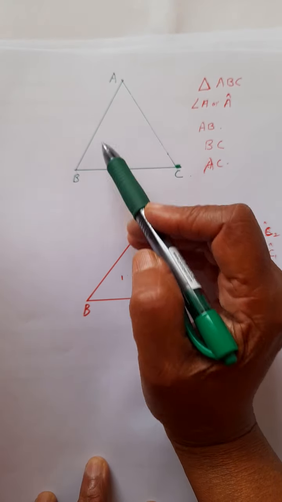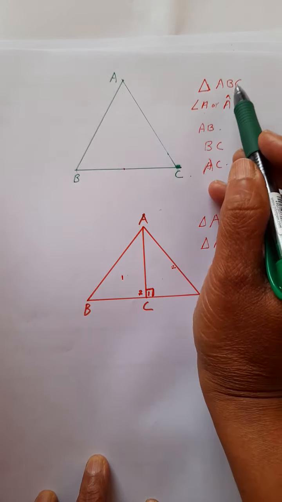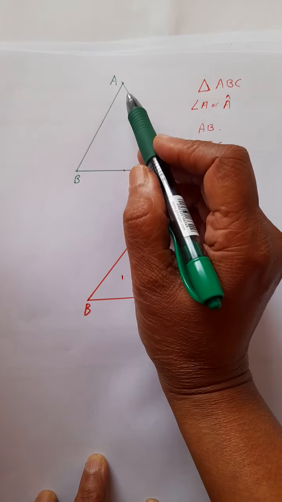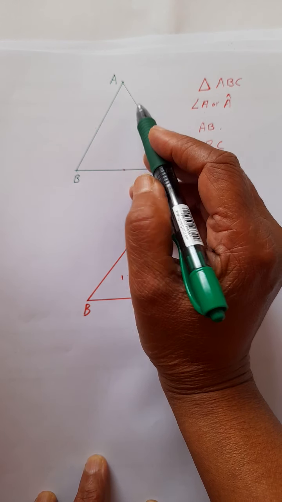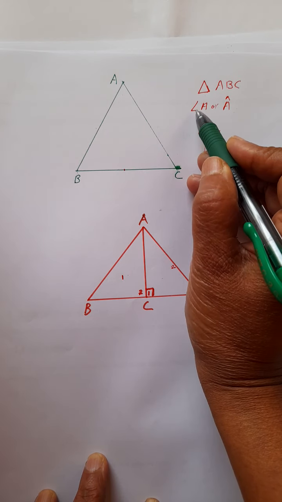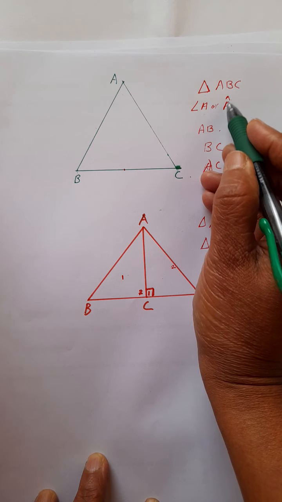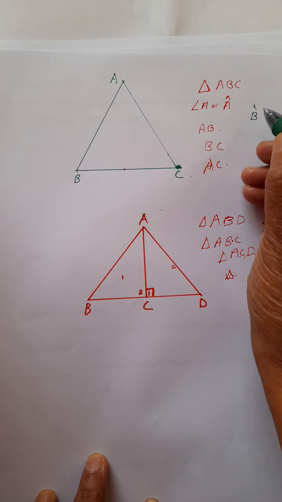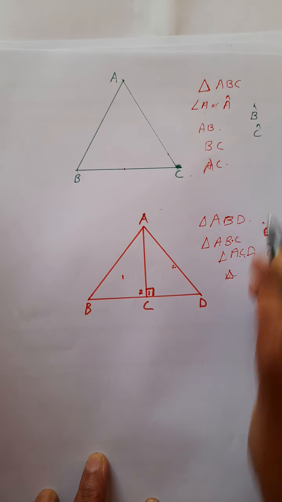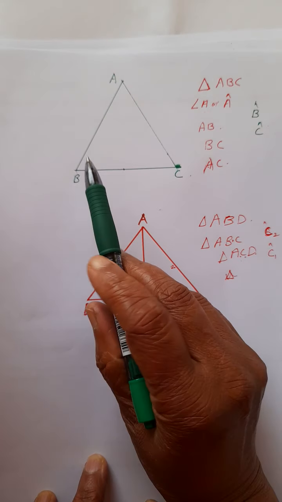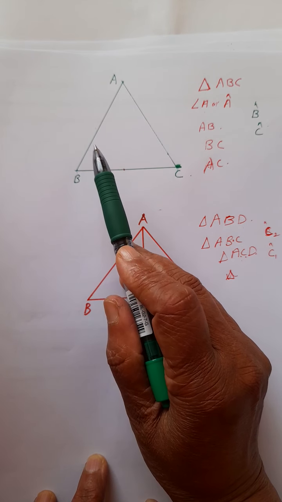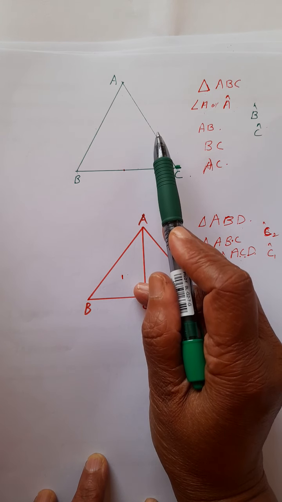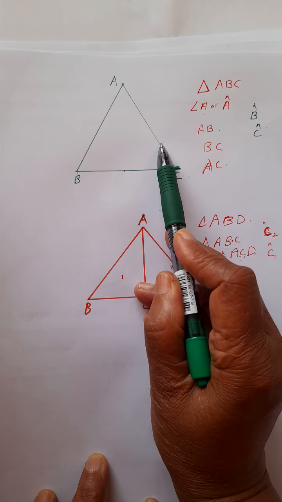This one here is triangle ABC. So the name of the triangle is triangle ABC, and the angles: angle A. How do we write angle A? This is the angle sign, and A, or angle like this. And then we have angle B and also angle C. The sides are AB, BC and AC. This one is AC.